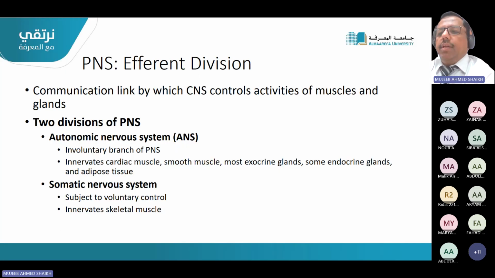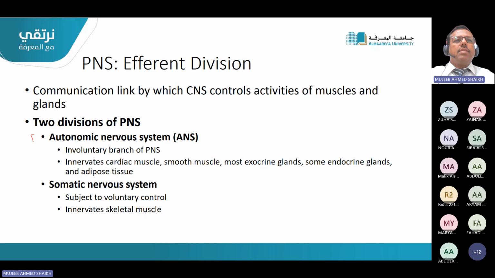Coming directly to the lecture, the nervous system controls all the activities of the body in two ways, by sending commands from the nervous system. There is a link between the CNS, the central nervous system, and organs like muscles or glands. There are two divisions through which the command can come. One is somatic, the other is autonomic.